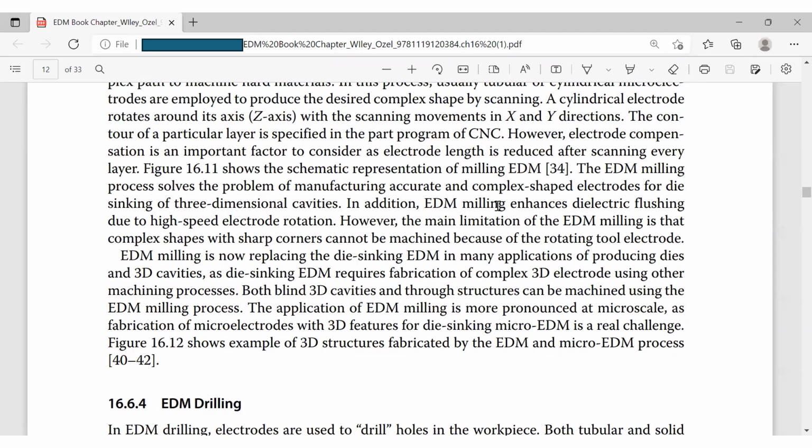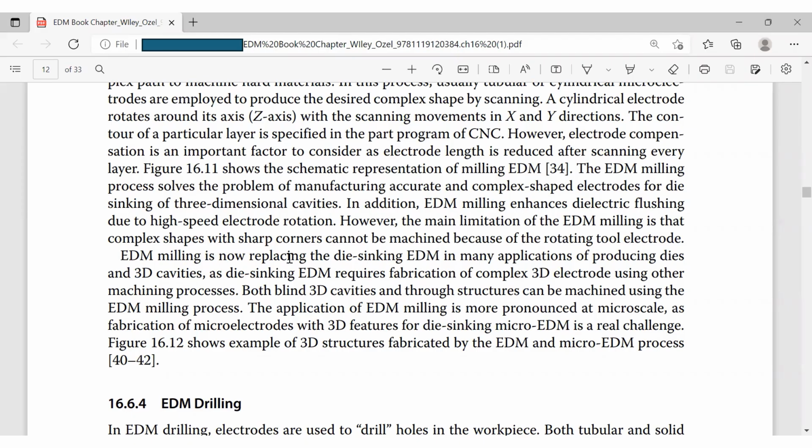In addition, this EDM milling medium enhances the dielectric flushing due to high-speed electrode rotation. The electrode itself is rotating at high speed. However, the main limitation of EDM milling is that complex shapes with sharp angles cannot be machined because of the rotating electrodes. You should know that this is the limitation. Limitation means the disadvantage.